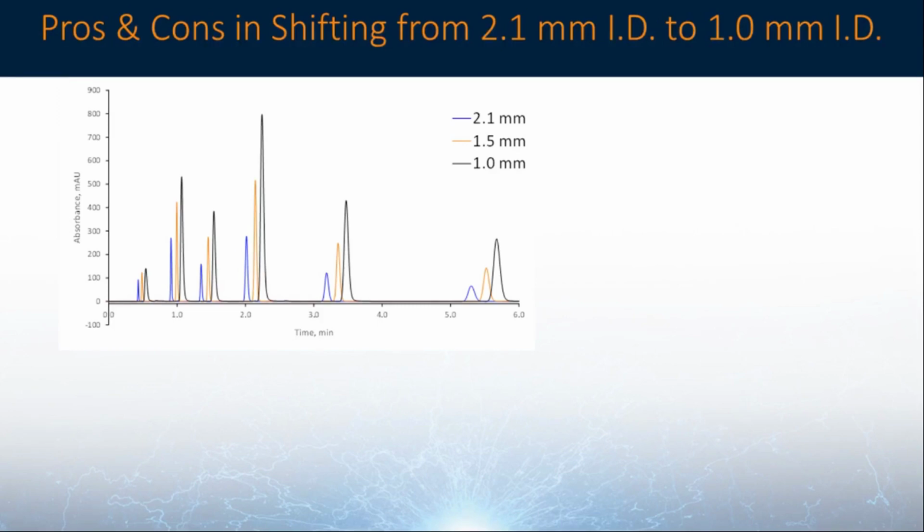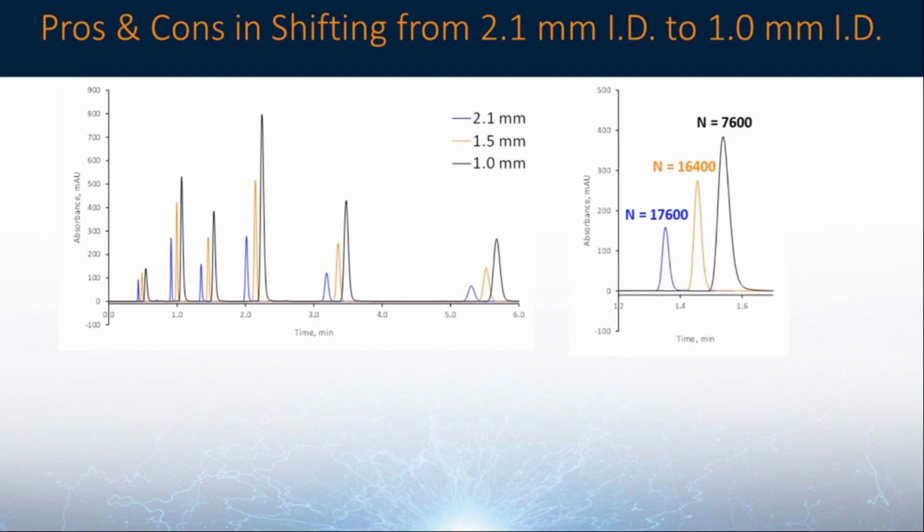So what are the pros and cons in shifting from 2.1 millimeter ID to 1 millimeter ID? On the left is a separation of alkyl phenones using different column IDs. The 2.1 millimeter is shown in blue, the 1.5 millimeter is shown in orange, and the 1 millimeter is shown in black. We injected the same concentration and injection volume on all 3 columns.